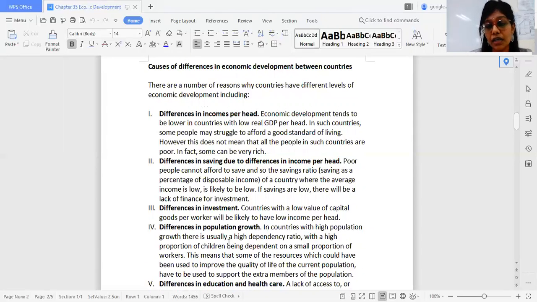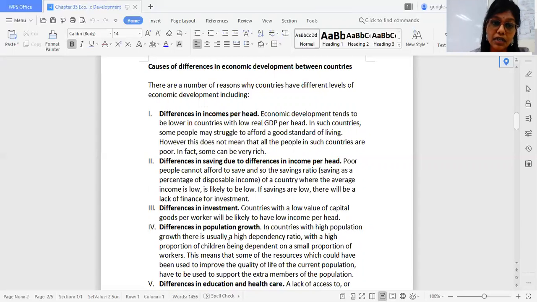All right, so different incomes means different people will have different incomes. Highly educated people will have a different range of income. Those who are working in a production line will have a different range of salary compared to teachers, for example. Economic development tends to be lower in countries with low GDP per head. In such countries, some people may struggle to afford a good standard of living. It does not mean that all people in such countries are poor; sometimes they can be very rich as well. So different income per head will indicate a different development of the country.